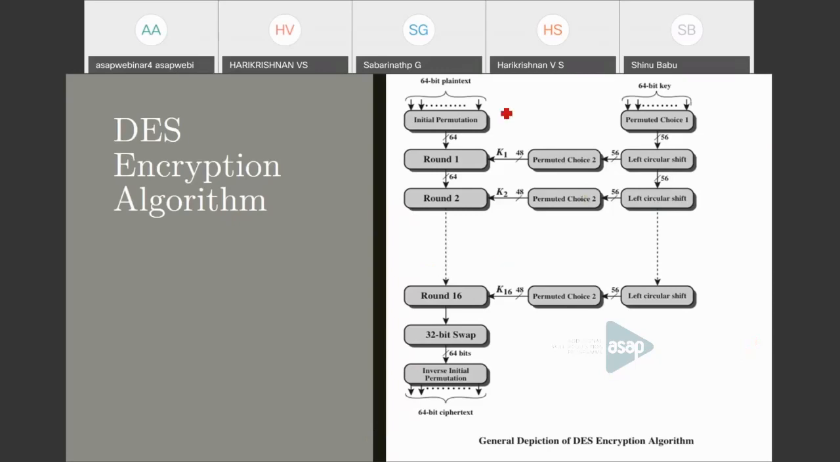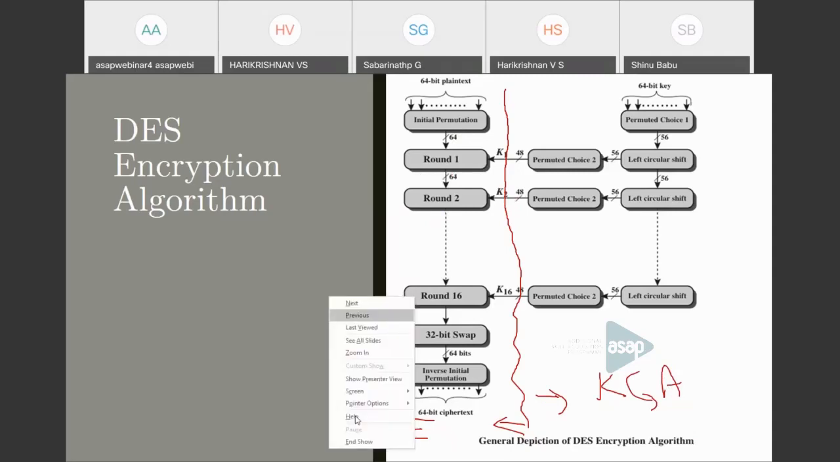Now, this algorithm works in two parts, okay? From now on, all the algorithms going forward are going to work in two parts. The left part here is the actual encryption algorithm, and the right side is the key generation algorithm. For the key generation algorithm, every round needs a key.